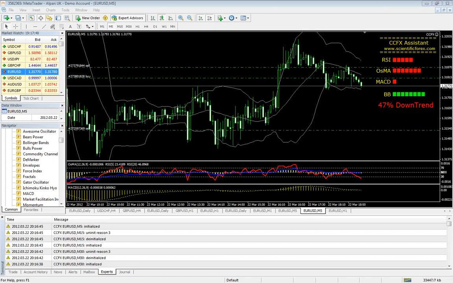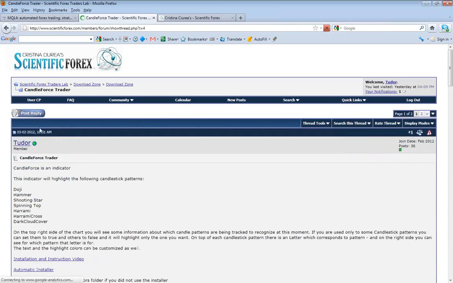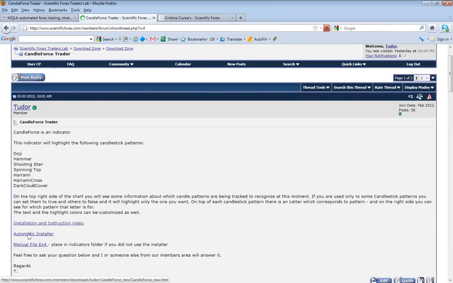Question from Cecile: how do I find the custom indicators? The custom indicators are in the members area, as I said before, in the download zone here. If you go to Candle Force, you can see the links for installers.